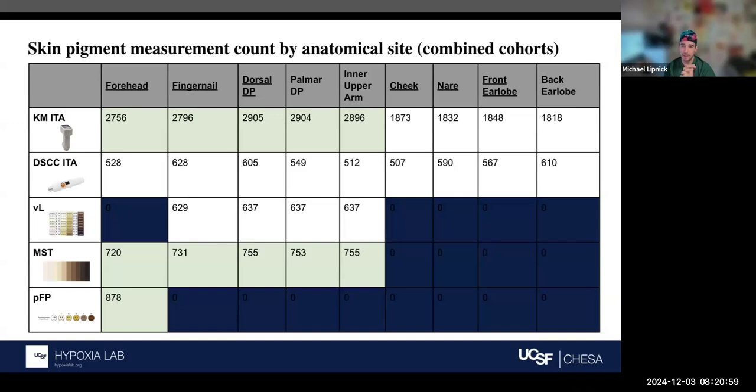For some of the individuals, we were measuring at 9 sites per person, and that's why these numbers are much higher, but you can see where we were collecting data across these 9 potential sites. Next slide.